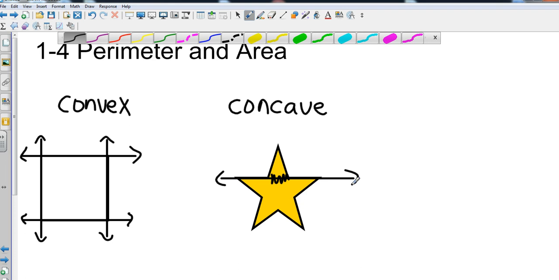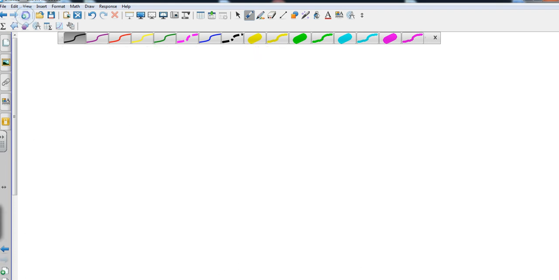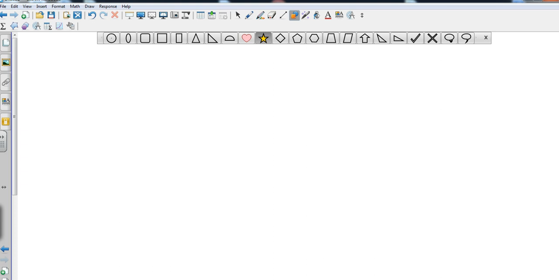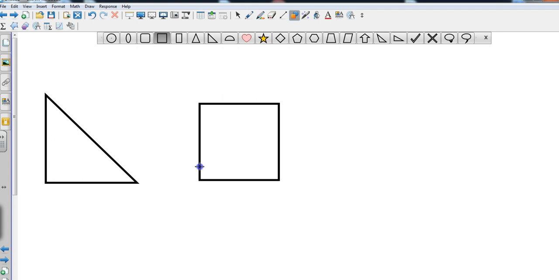Okay, so let's look at some different examples. Let's talk about perimeter. Obviously, perimeter is going to be adding up all of the sides on the outside, thinking of a perimeter fence. Let's go with two basic shapes. Let's deal with the triangle, and then let's deal with the square or rectangle. They're both going to be the same.